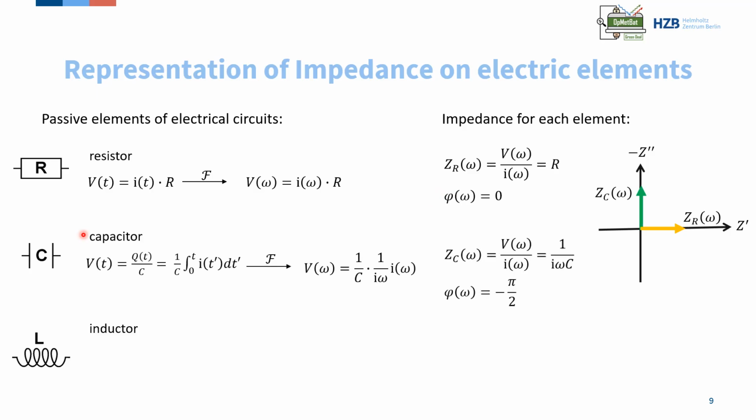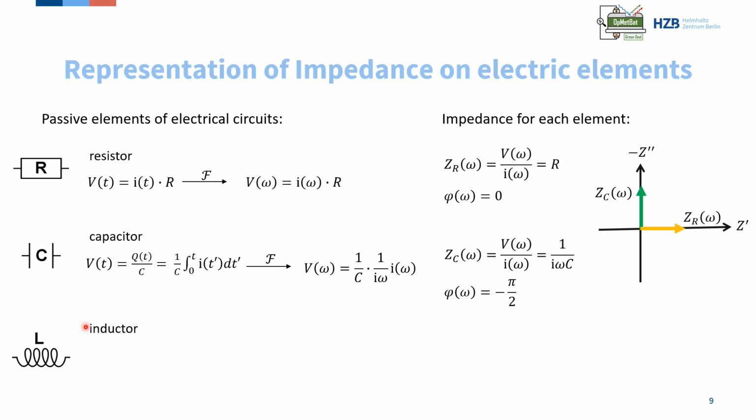For a capacitor, the voltage is related to the charge divided by the capacitance, being the charge the integral of the current over time. Therefore, the Fourier transform results also in an inverse imaginary contribution of the frequency and the current. Consequently, the impedance resulting from the capacitor would be a complex value with a negative imaginary part, being the phase angle minus pi divided by 2.